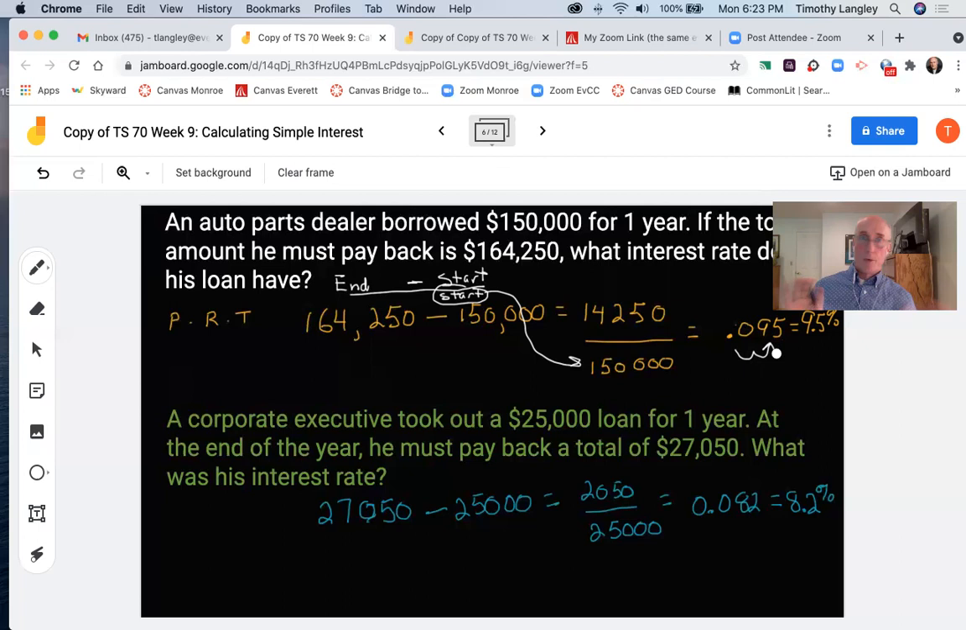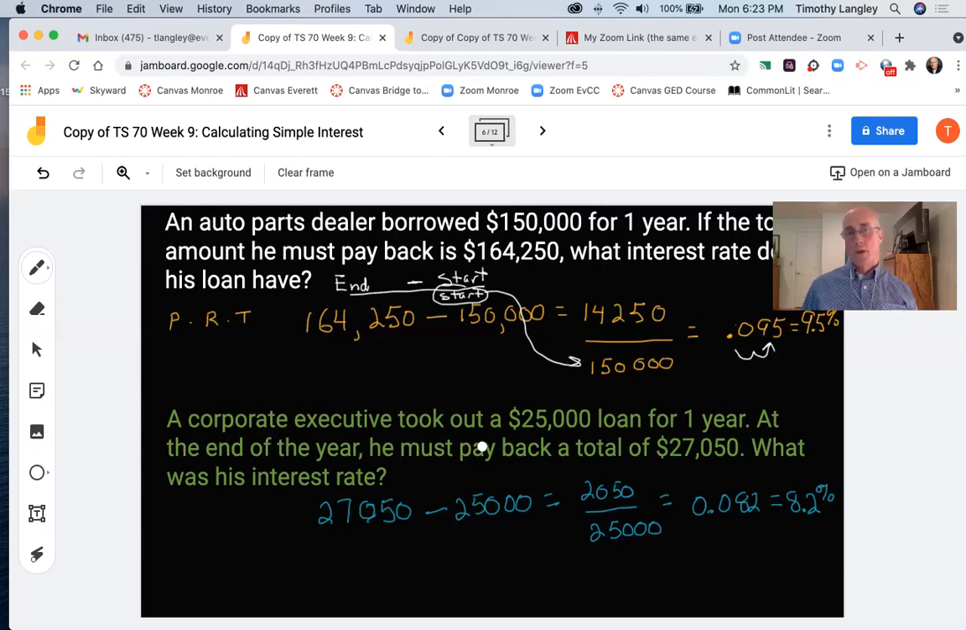I know that was a jump. Some of you are going, wait a minute, we were just doing P times rate times time, and all of a sudden we got to that. So that's why I wanted to show you how to do that. Notice they're not asking you just for the total. They're asking, what was the rate? Let's look at another example.